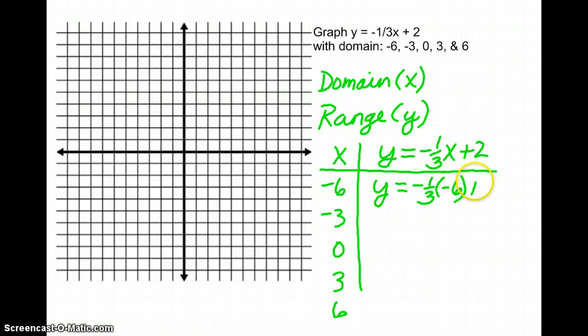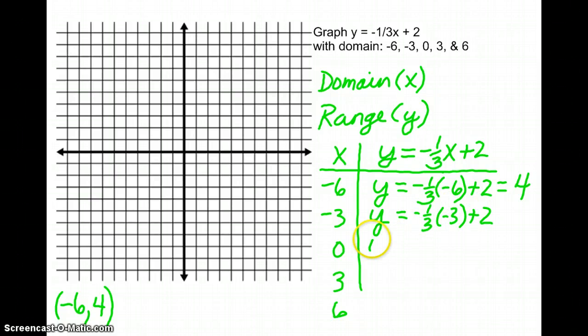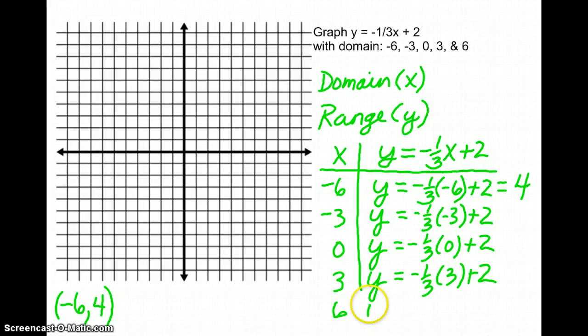First, negative 6. Negative 1/3 times negative 6 is 2, plus 2 is 4. So when x is negative 6, y is 4. That corresponds to the point negative 6, 4. Then we plug in the other values. Negative 3, 0, 3, and then finally the 6.